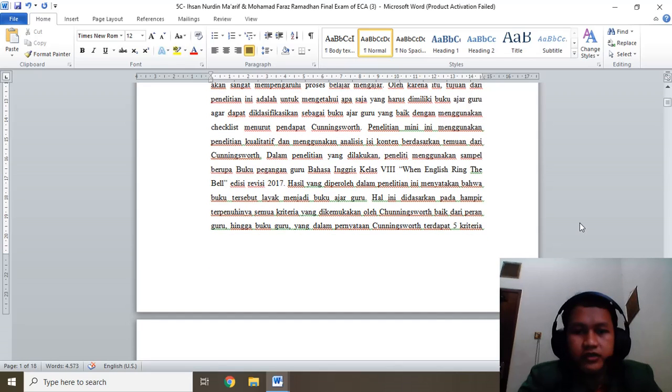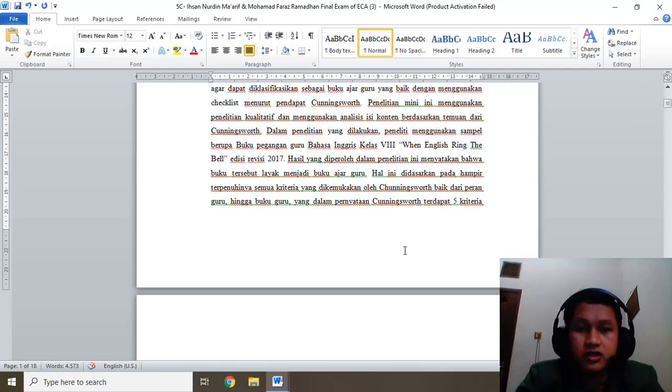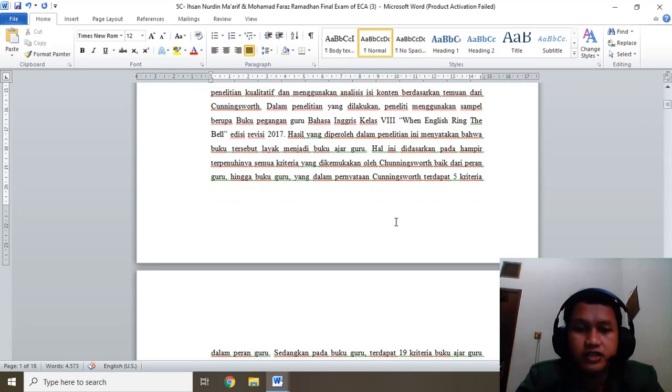And the finding we got from this research is that this book is appropriate to be a good teacher's course book, because this book has almost all the criteria according to Cunningsworth, from the teacher's role and the teacher's book.